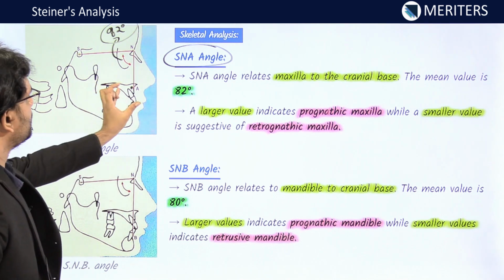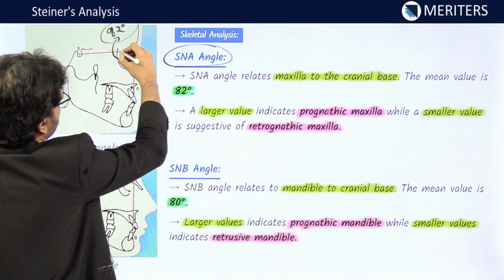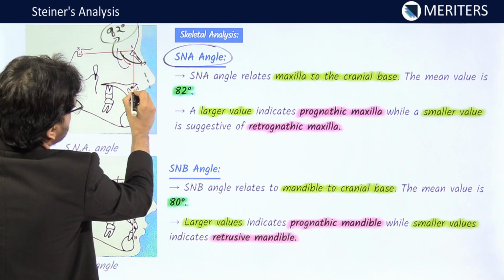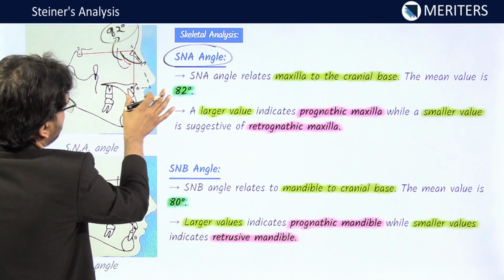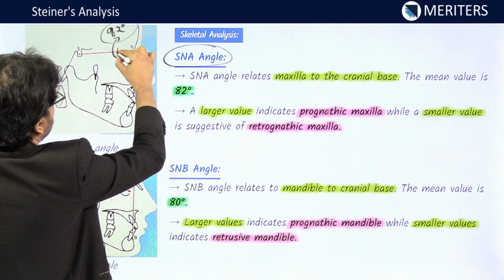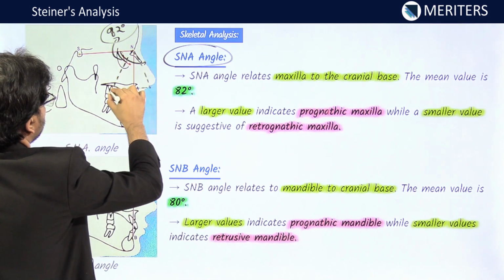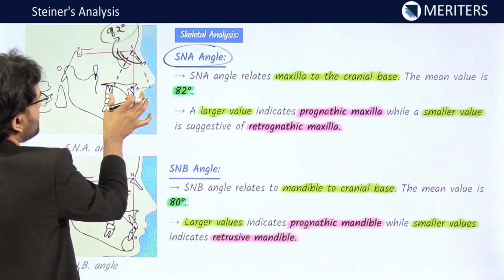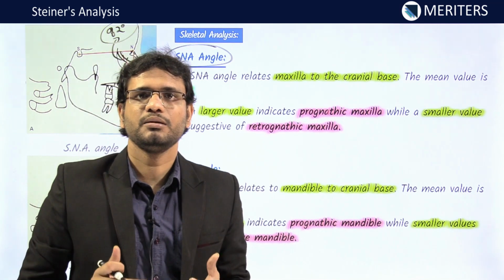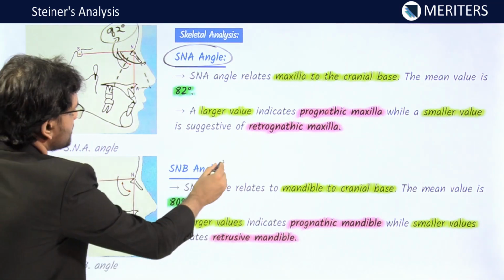Now if this angle is more, suppose like this, of course that simply means that the maxilla is prognathic, right? And if this angle is less, say this one, then it means the maxilla is retrognathic. So this is how SNA angle is interpreted. Then we have the SNB angle.